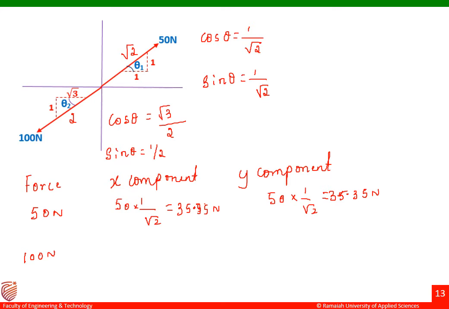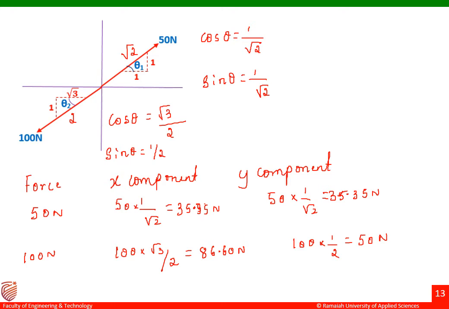So let me write the force in the given table here. That is 100 Newton. My x component would be 100 into cos theta. Cos theta is root 3 divided by 2. If you substitute 100 into root 3 divided by 2, you are going to get the answer as 86.60 Newton. And then for the y component, the answer would be 100 into sin theta. Sin theta is 1 by 2. You'll get the answer for this as 50 Newton there.